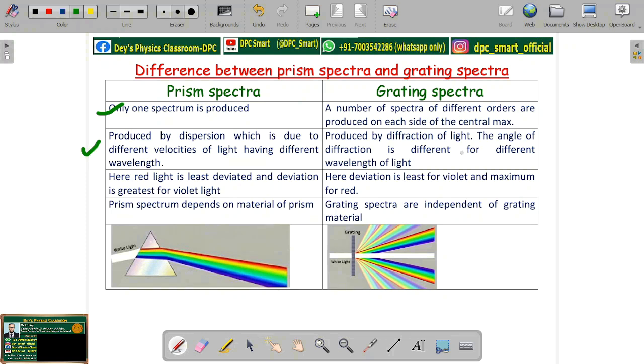But in the case of grating spectra, it is produced due to diffraction. The angle of diffraction is different for different wavelengths. As a result, the grating spectra of white light is produced. Thirdly, in prism spectra, red light is least deviated and maximum deviation is found for violet light. In grating spectra, the deviation is least for violet and maximum for red. Next, prism spectrum depends on the material of the prism, but grating spectra are independent of grating material. So these are the main differences between prism spectra and grating spectra, and from the diagram of both you can visualize the difference.